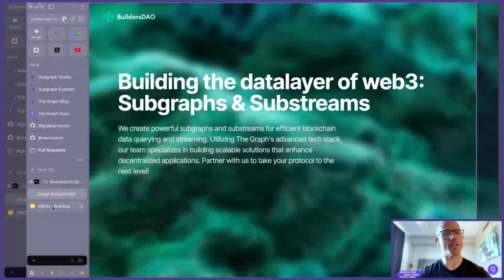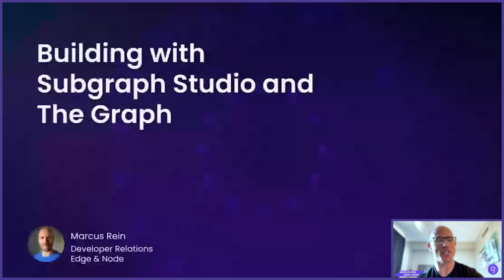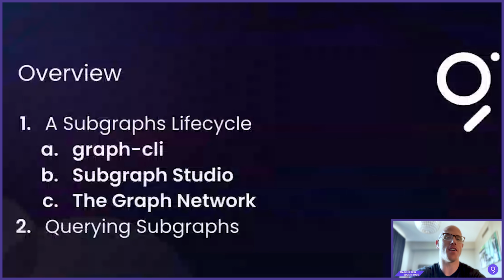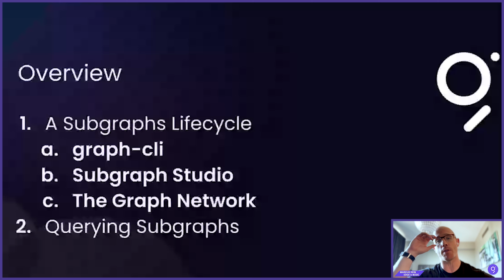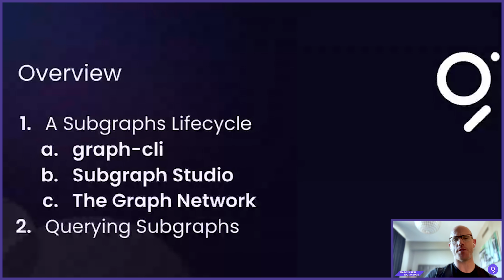So let's go ahead and go into today's workshop. First things first, a quick high-level overview of what we're going to be going over. We're going to understand a subgraph's life cycle, and this assumes that you're already using Graph CLI. You've already deployed subgraphs and understand how to use Graph CLI. We're going to understand Subgraph Studio, and that's the meat of this presentation, and then how Subgraph Studio interacts with the graph network. And finally, at the end, we'll talk a little bit about querying subgraphs. I'll talk about it throughout a little bit as well.